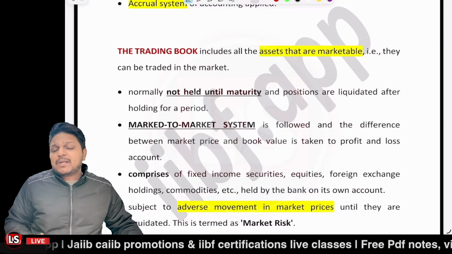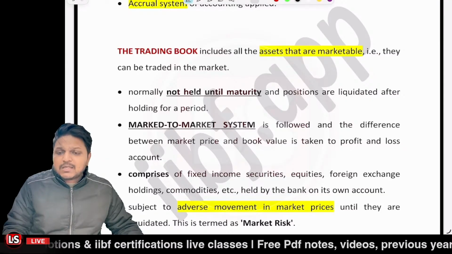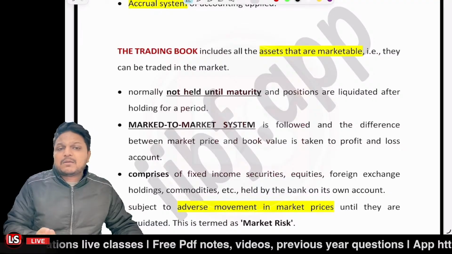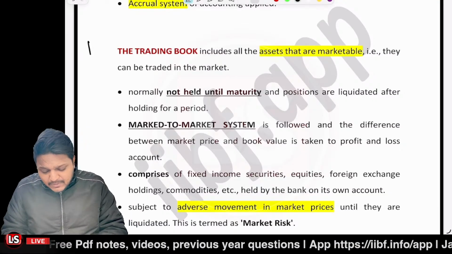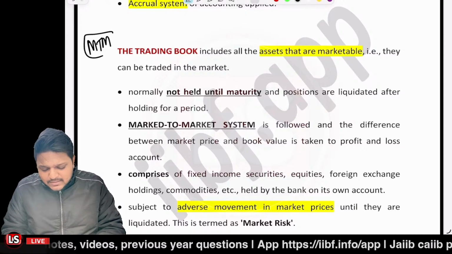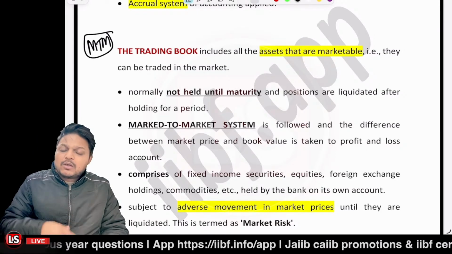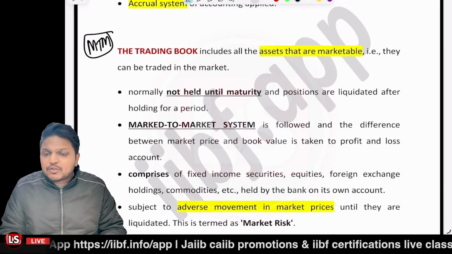Whatever the trading book assets are, those are marketable assets that you can trade in the market, and they are not held till maturity. Those are on MTM basis, mark to market value basis. It means whatever the current value is, that will be booked in your portfolio. So it is mark to market basis.